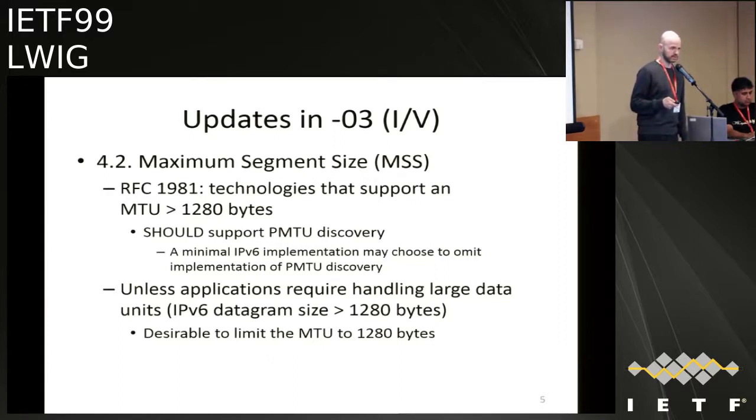The first update is in the subsection entitled Maximum Segment Size. There was a related discussion in Chicago about nodes that use technologies that support an MTU which is greater than 1280 bytes. According to RFC 1981, those nodes should support PathMTU discovery. By the way, there's a note in that RFC that states that a minimal IPv6 implementation may choose to omit implementing PathMTU discovery. And the update in the document, also based on the comments received in Chicago, is that unless applications require handling large data units, meaning leading to an IPv6 datagram size greater than 1280 bytes, it is desirable to limit the MTU to 1280 bytes. And by doing this, we avoid MTU issues along the end-to-end path, and also we avoid the need to support PathMTU discovery.